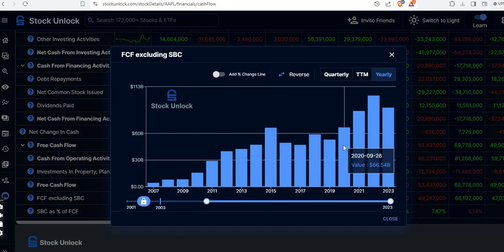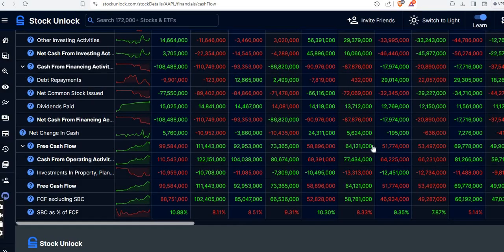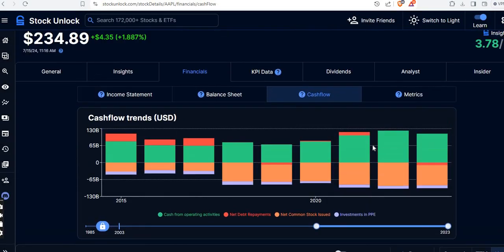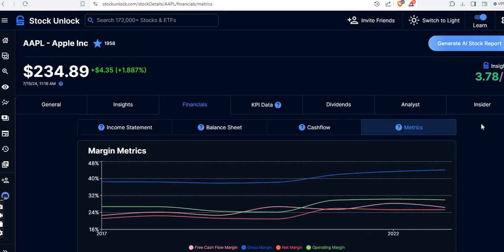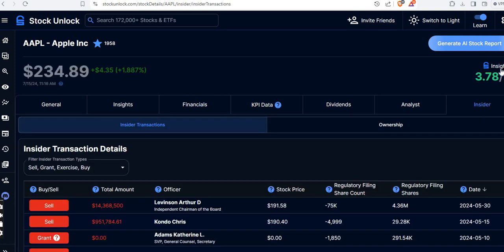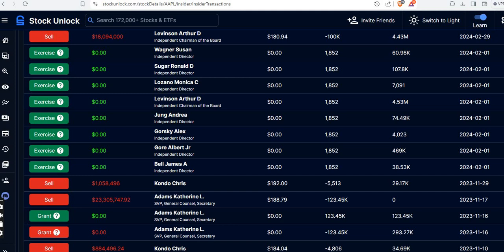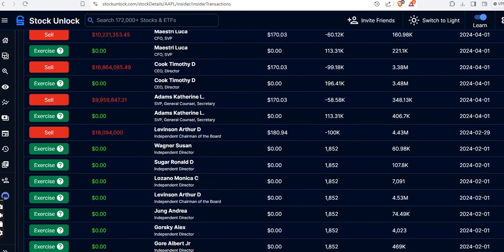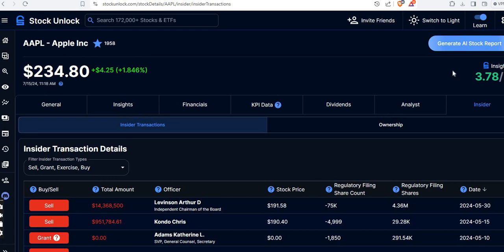flow excluding stock-based compensation. Stock-based compensation is another metric you're going to want to keep an eye on here, because a lot of companies, especially some of these high-flying tech companies, the people that run the company enrich themselves through issuing shares and selling the shares on the open market. So one thing I'll briefly get into here is the insider transactions. If you see a company to where insiders are constantly selling, like 80-90% of the insider transactions are sells, that's a red flag. You really want to keep an eye out for that.